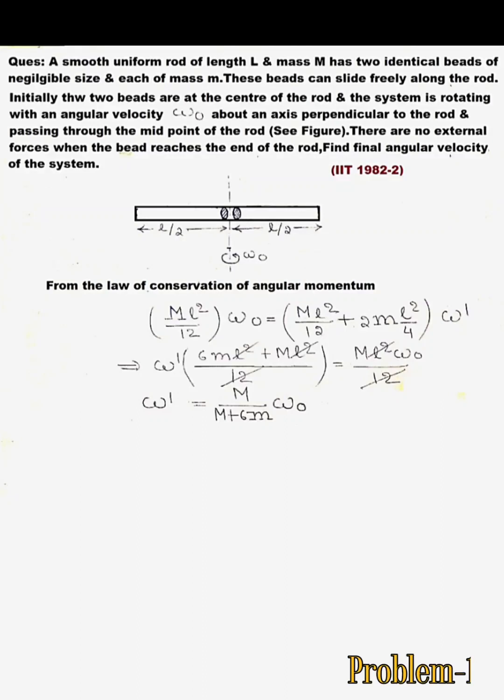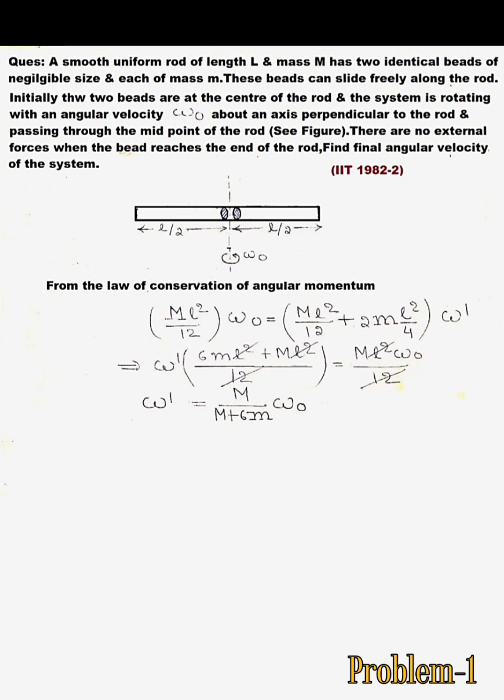Hello everyone. In this video, I have compiled the 4 problems on the rotation of the rod about its axis passing through its center of mass, both in horizontal plane as well as in vertical plane. In the problem shown here, the two beads are initially at the center of mass position and the rod is rotating with the angular velocity omega 0.